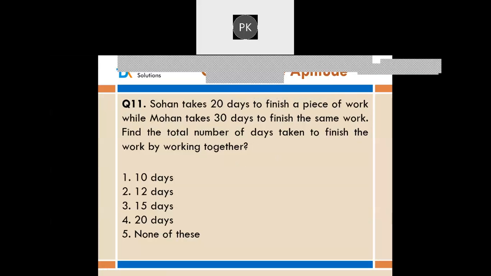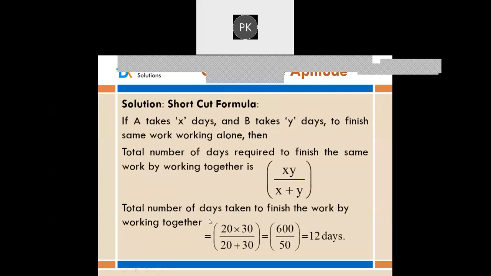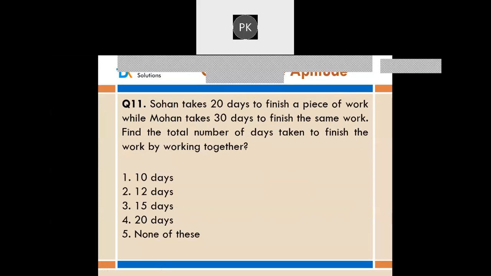Now the regular approach for these kind of examples is to convert the given data to one day work and then proceed. See, this is how you're going to solve. Convert the one day work. Sohan's one day work is 1 by 20. Mohan's one day work is 1 by 30.